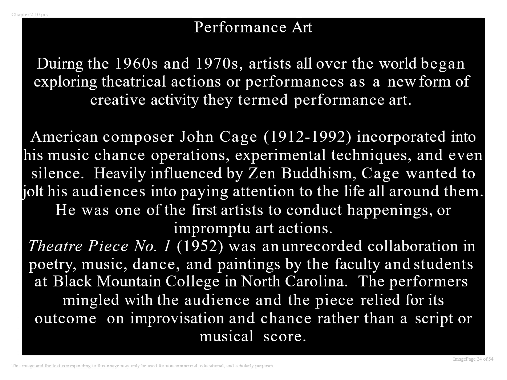Theater Piece Number 1, 1952, was an unrecorded collaboration in poetry, music, dance, and paintings by the faculty and students at Black Mountain College in North Carolina. The performers mingled with the audience, and the piece relied for its outcome on improvisation and chance rather than a script or musical score.